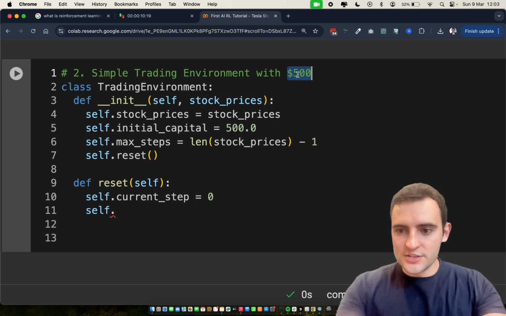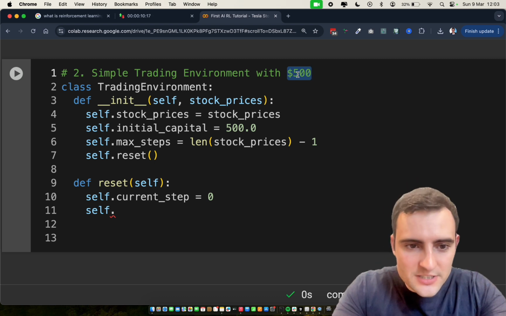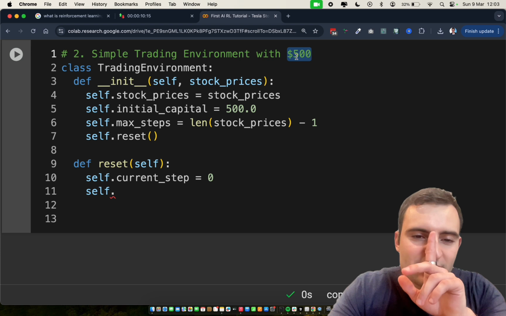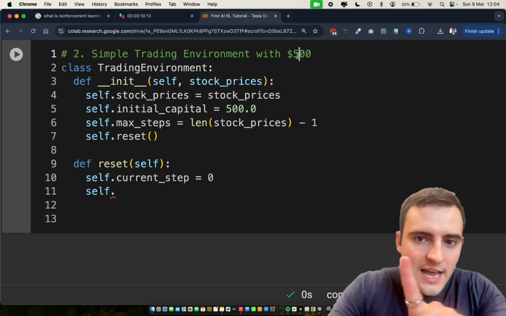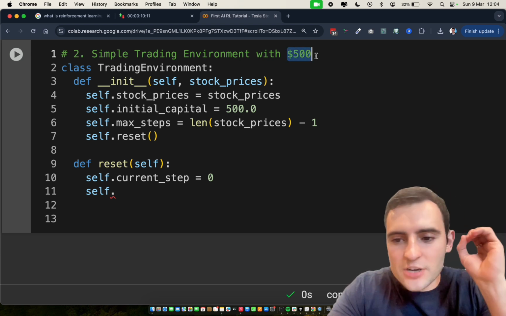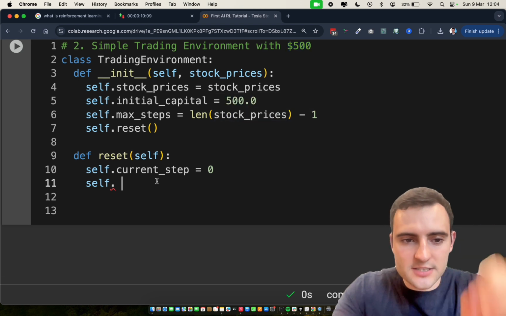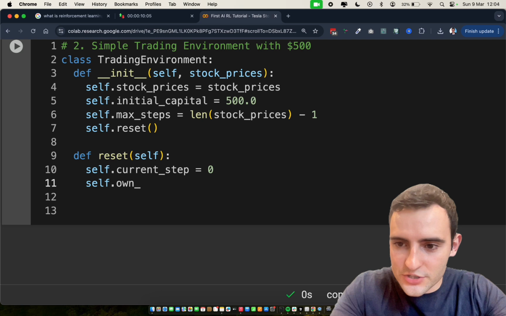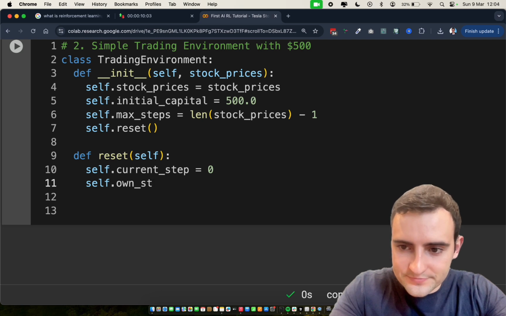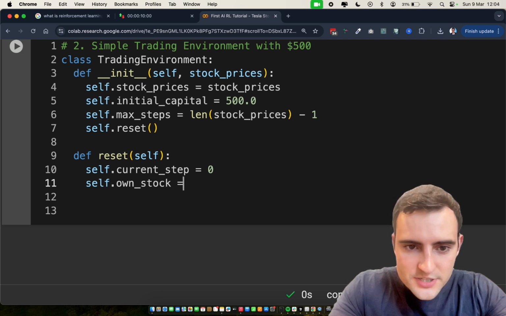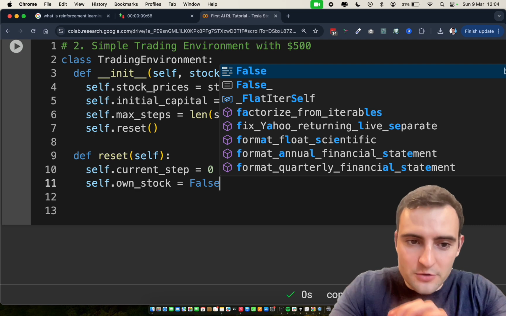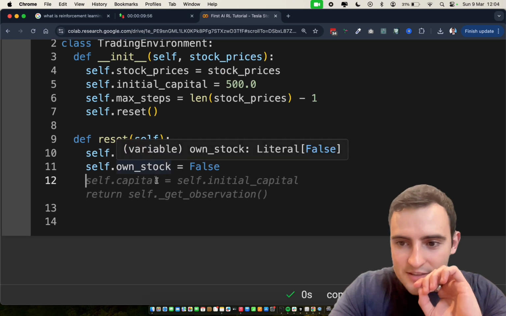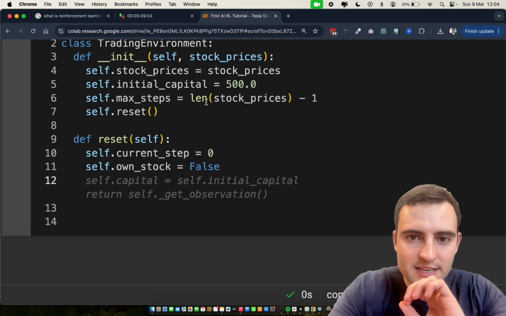sell. So what I'm going to do next is I'm going to start off with, when I start at the very beginning, I start with $500 and I start with 0 stocks of Tesla, right? So I'm going to write self.own_stock equals false, as in we don't own stock of Tesla at the very beginning because we've just been given this $500.